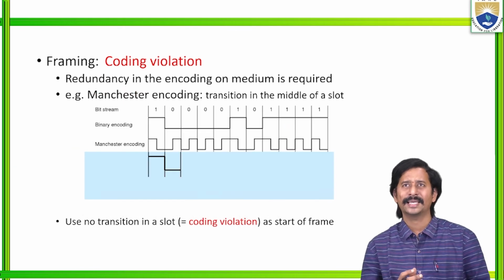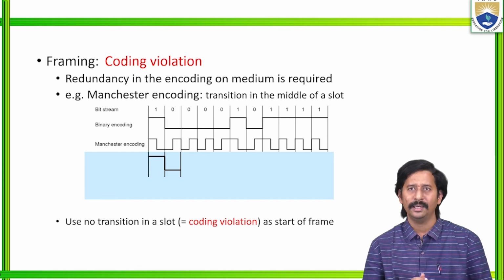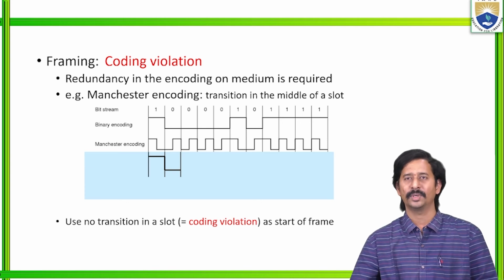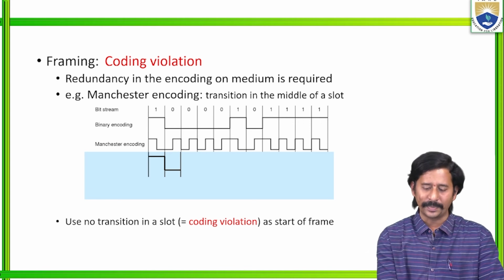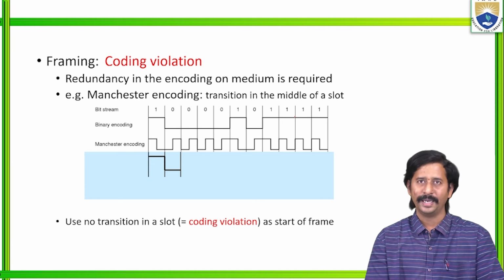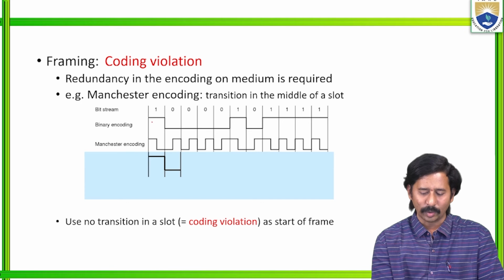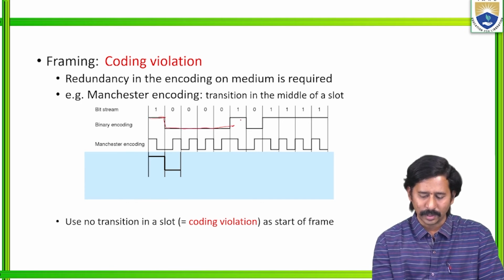Then the last category, coding violation. Redundancy in the encoding on the medium is required. The best example is Manchester encoding. Here the transition is in the middle of a slot. Let us take one example. The bit stream is 1 0 0 0 0 0 0 1 0 1 1 1 1. So the binary encoding with zeros and ones looks like this. 1 means on, 0 means off.